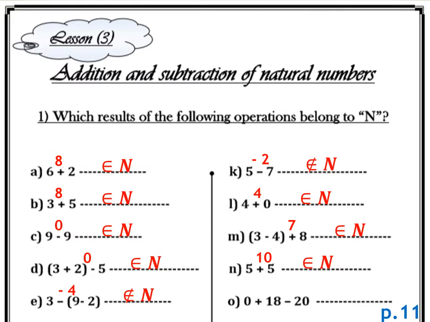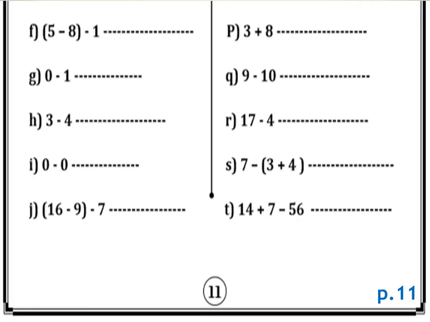And letter O, let's put it on the calculator. 0 plus 18 minus 20. The answer will be negative 2, so it doesn't belong to N. And here in letter F, 5 minus 8 between brackets, then minus 1. When we put it on the calculator, it will be negative 4, and negative 4 doesn't belong to N. In letter G, 0 minus 1 equals negative 1, and negative 1 doesn't belong to N. In letter H, 3 minus 4 equals negative 1, and negative 1 doesn't belong to N.